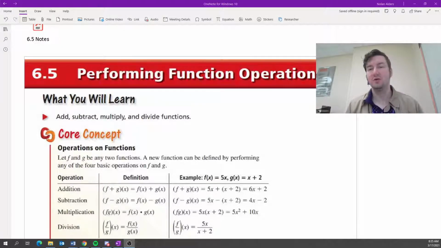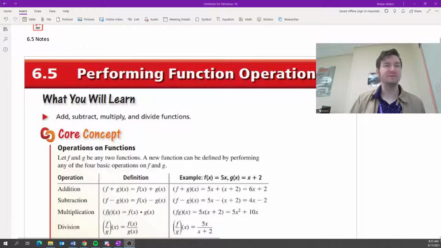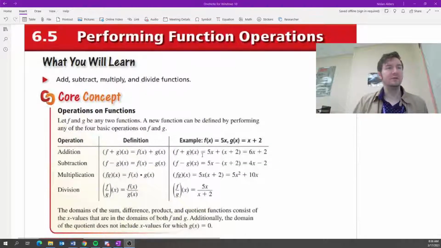What's up, everybody? So in this video, we're going to be looking at how to do different function operations. We're going to look at how to add, subtract, multiply, and divide functions. Here's basically what it looks like, and then some different examples.